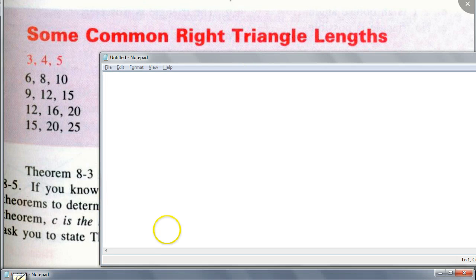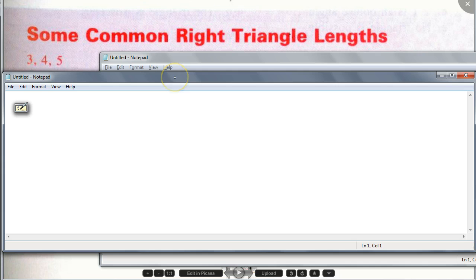But you need to write this down. No, it's okay. Just remember 3, 4, 5. Just write that down. 3, 4, 5. If we draw it in any order, if we draw 3, 4, 5, it's always going to get you a right triangle.